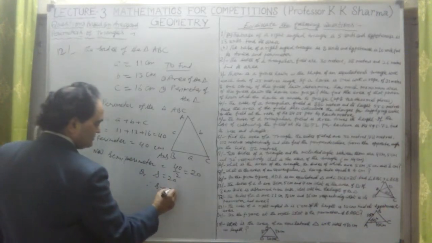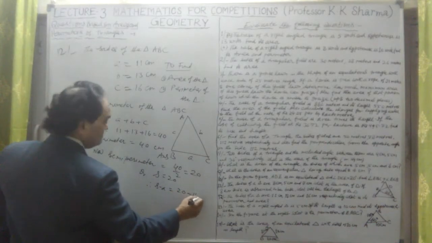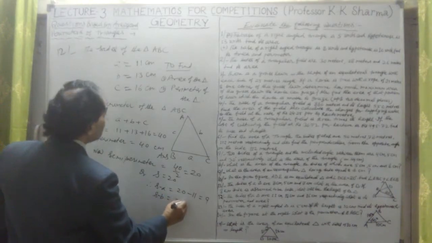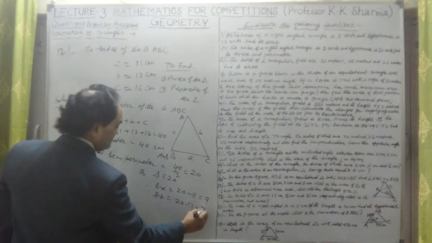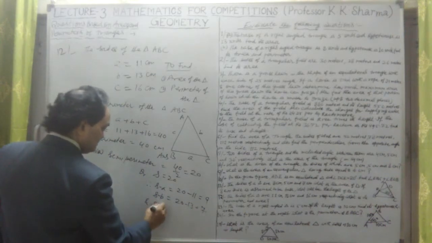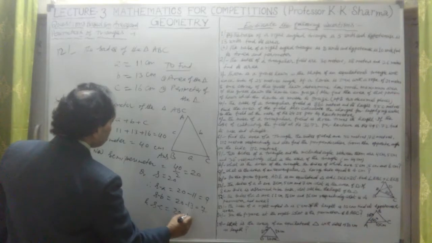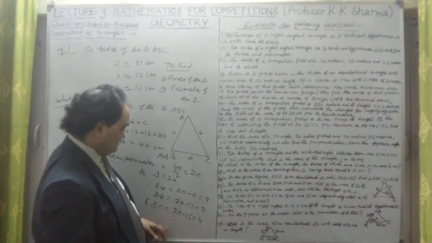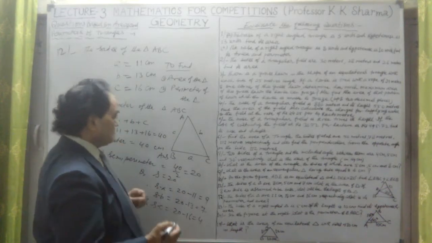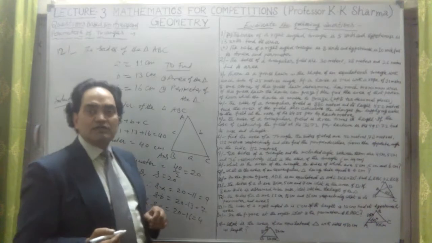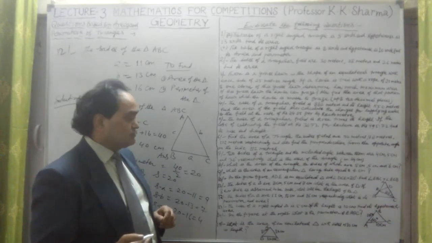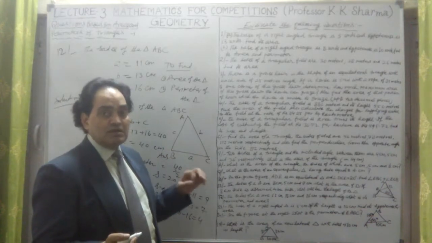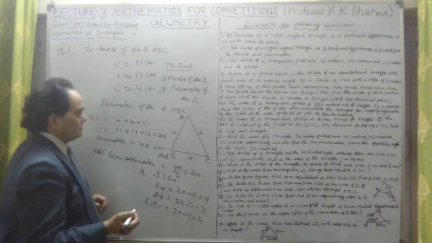Therefore s minus a is 20 minus 11, which is 9. s minus b is 20 minus 13, which is 7. And s minus c is 20 minus 16, which is 4. These three values, s minus a, s minus b, s minus c, and s, we have to apply in Heron's formula. For any triangle whose side lengths are given, we apply Heron's formula. In this case also we apply Heron's formula.